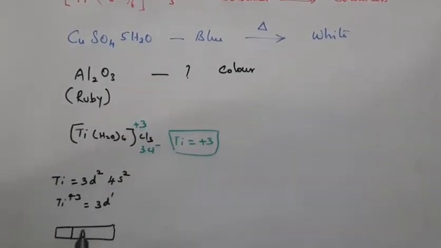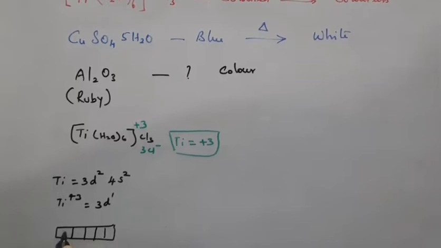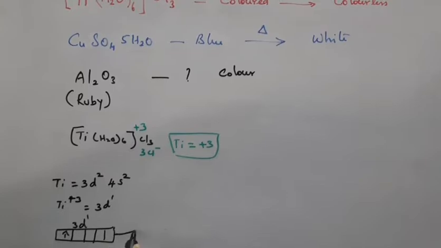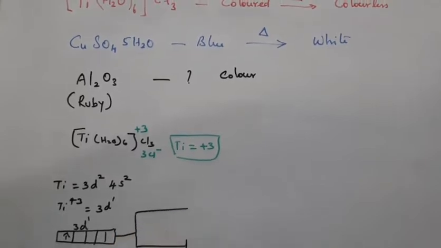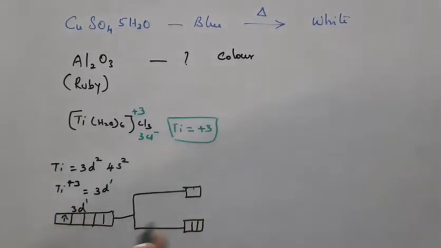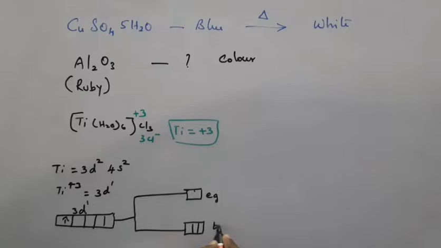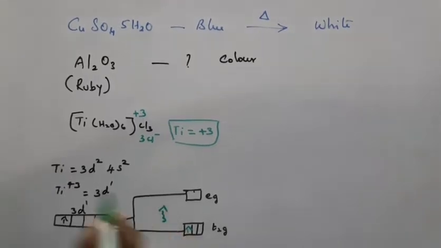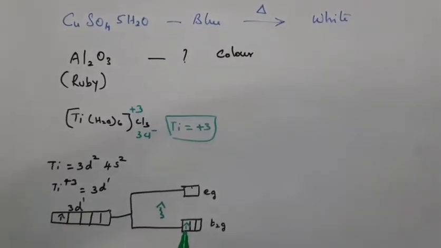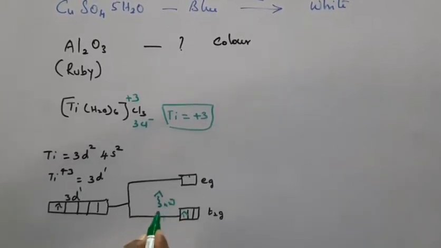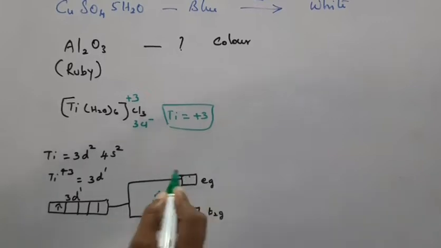Only one electron is present for 3d1, and the d orbitals split into t2g and eg. Eg is the higher energy state and t2g the lower energy state. Only one electron is present in the ground state. If this electron absorbs a certain energy, visible energy, it goes to the excited state.